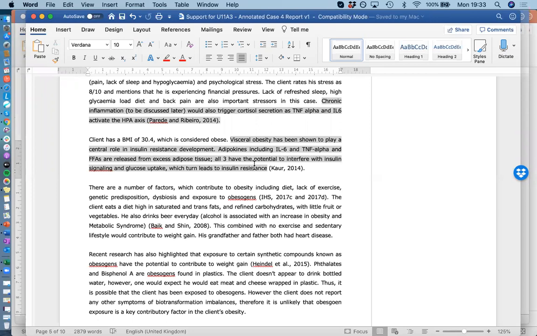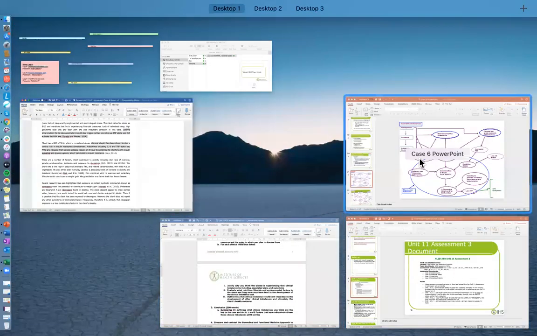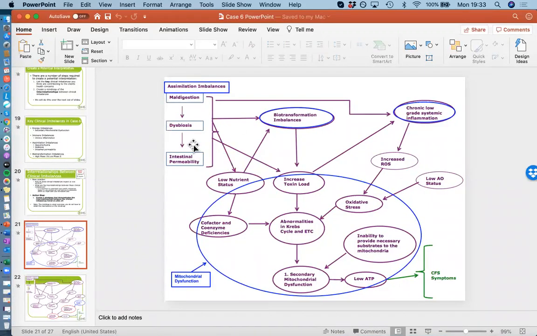So for some imbalances, or when it's appropriate, it's important that you can link or outline some mechanism by which the imbalance is contributing to the overall health concern. So you could say in relation to assimilation imbalances that IP may contribute to low-grade systemic inflammation. This is in turn going to increase oxidative stress and dysregulate the Krebs cycle, resulting in secondary mitochondrial dysfunction and therefore potentially ME/CFS. So it's linking back how the imbalance is linking to the client's health concerns.